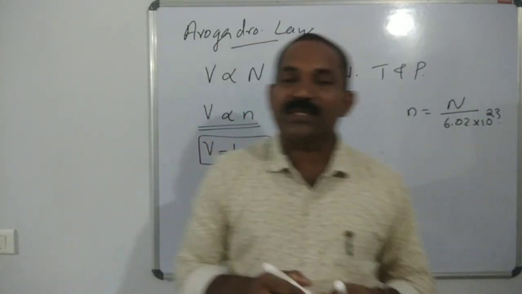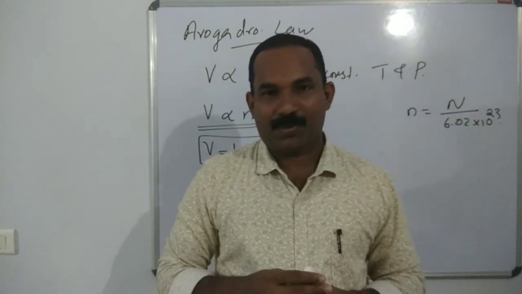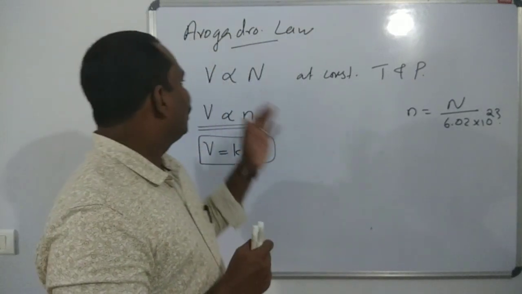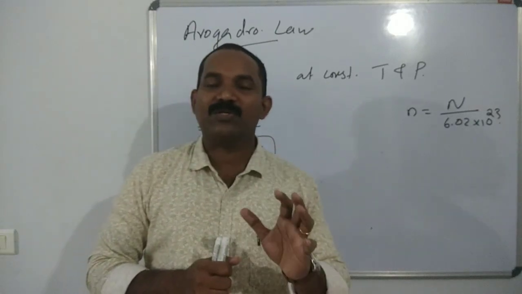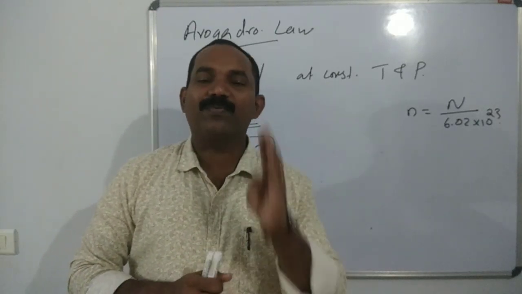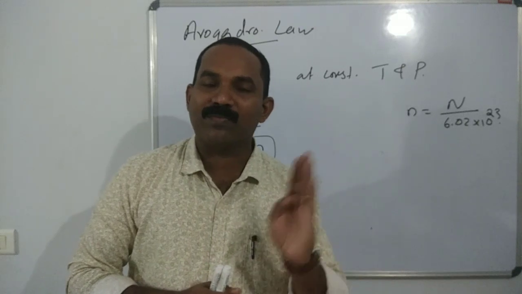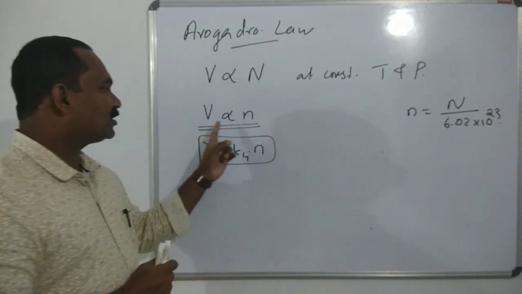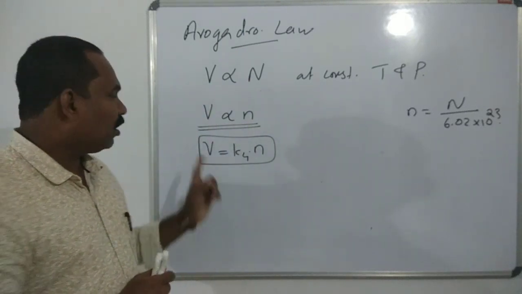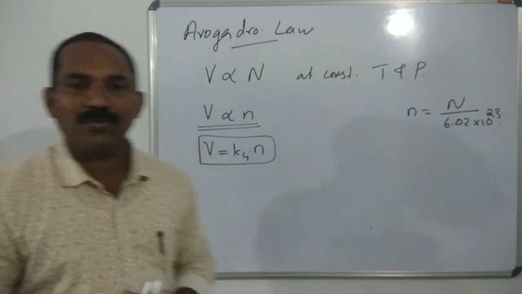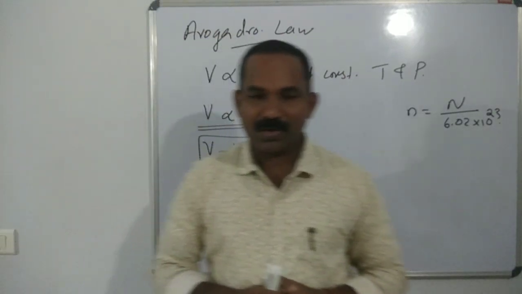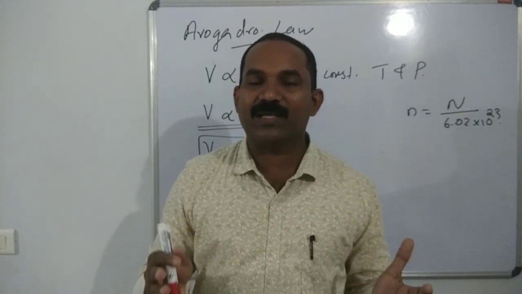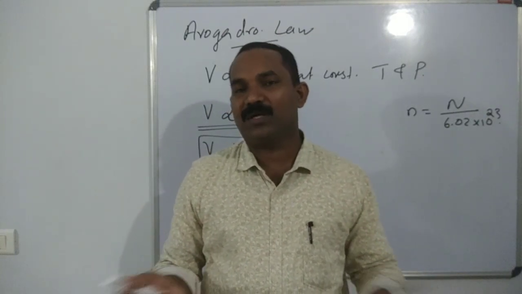So this is Avogadro law. Already we discussed, that's why it's a simple concept. Volume is directly proportional to the number of molecules, and the number of molecules is directly proportional to the number of moles at a constant temperature and pressure. So V is directly proportional to n, or V is equal to K4 into number of moles. So as the number of moles of gas increases, the volume also increases.